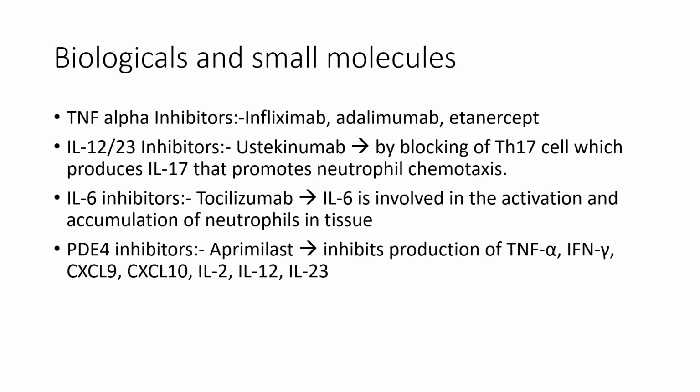Coming to interleukin 12 and 23 inhibitors, that is ustekinumab, it acts by blocking Th17 cells which produce interleukin 17 that promotes neutrophilic chemotaxis. Interleukin 6 inhibitor, tocilizumab, acts by inhibiting interleukin 6 which is involved in activation and accumulation of neutrophils into the tissues. Coming to phosphodiesterase 4 inhibitors, which is apremilast, it inhibits the production of TNF alpha, interferon gamma, CXCL6, CXCL10, interleukin 2, 12 and 23, thereby inhibiting the pro-inflammatory cytokines.